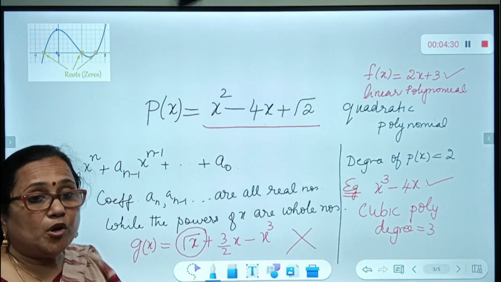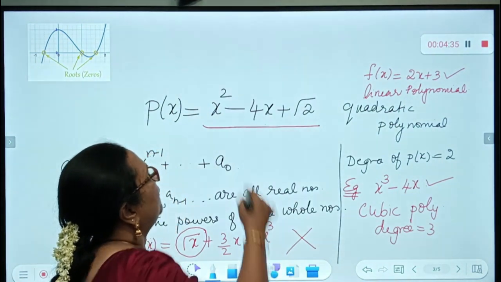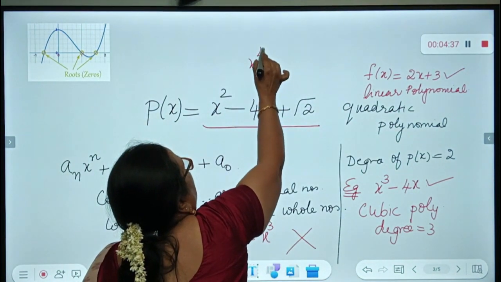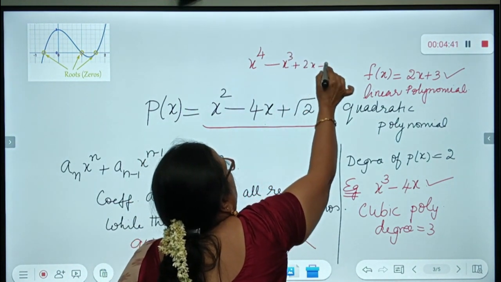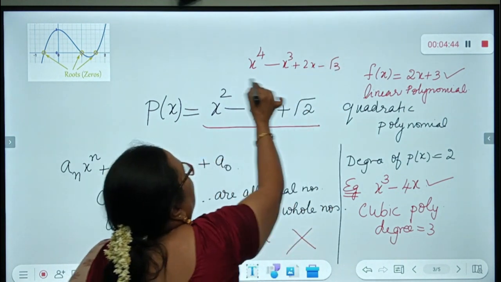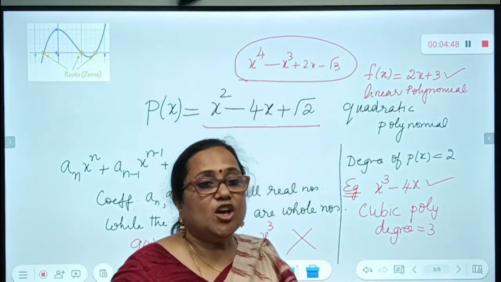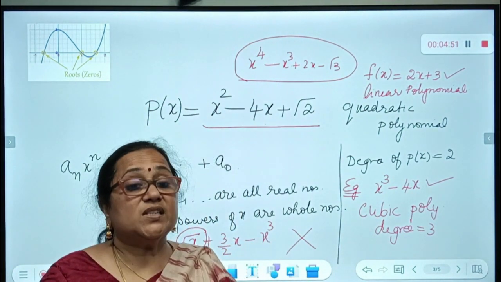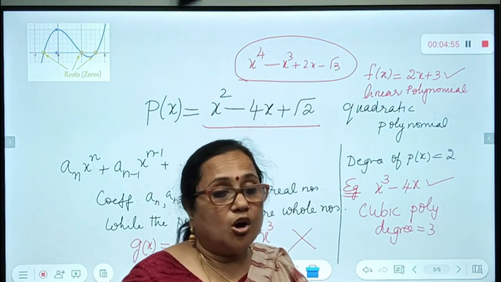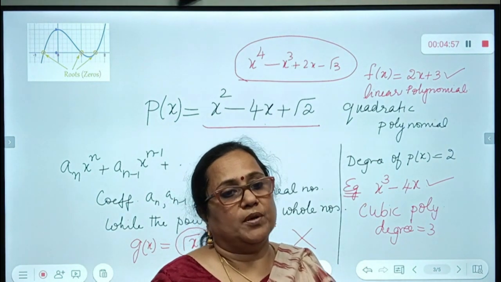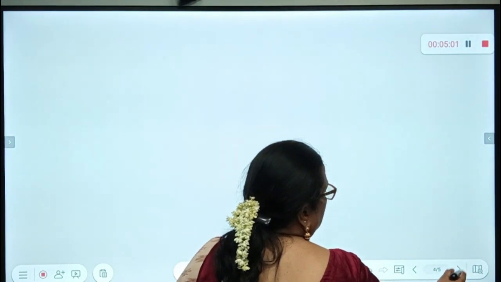What is the degree of the polynomial? The highest power of x. If the highest power of x is, say, 4, for example, x power 4 minus x cube plus 2x minus root 3, then this is called a biquadratic polynomial. If the degree of a polynomial is 4, that is the highest power of x is 4, then the polynomial is called a biquadratic polynomial.